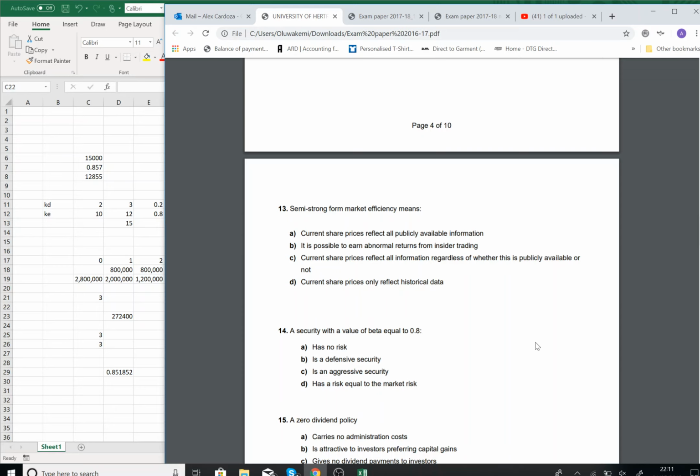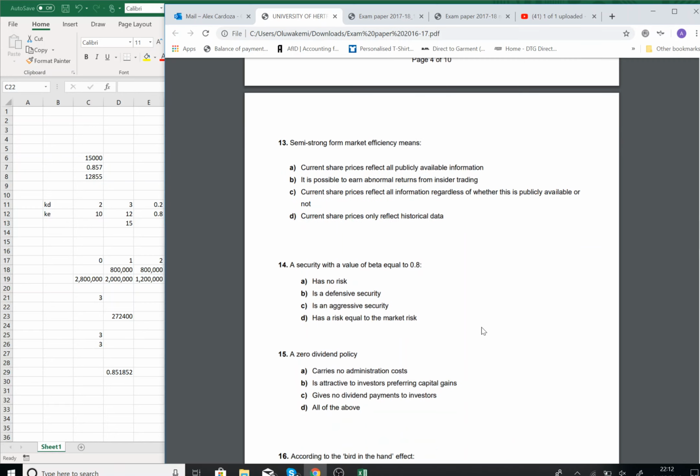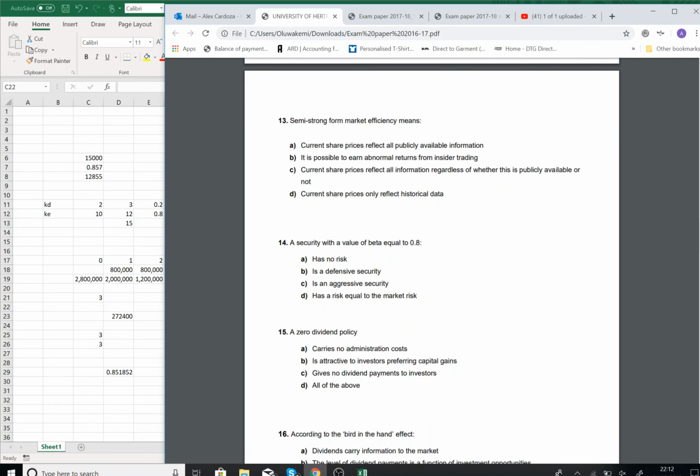Semi-strong form market efficiency means that it's possible to earn abnormal returns. Yeah, so semi-strong form market efficiency means it is possible to earn abnormal returns from insider trading. You can. So it's B.